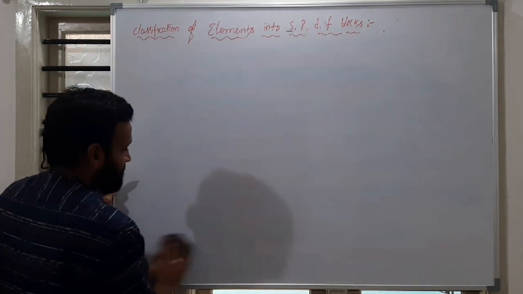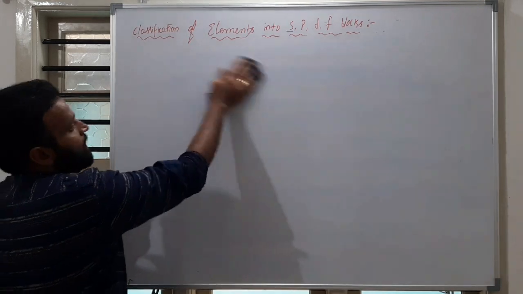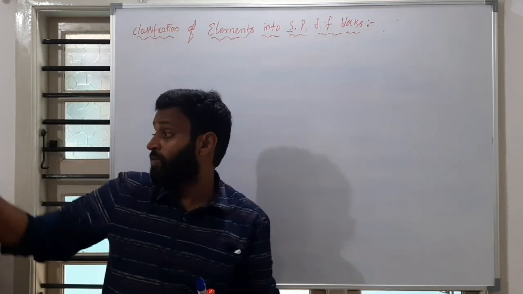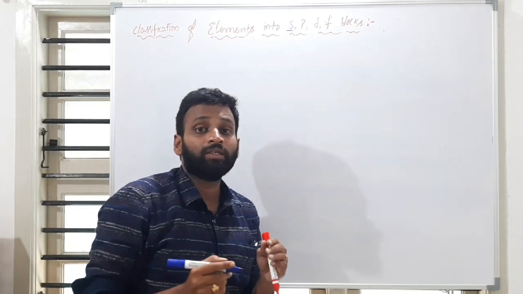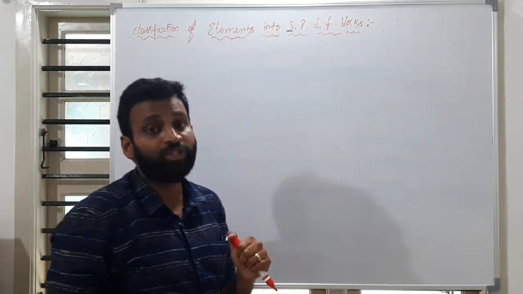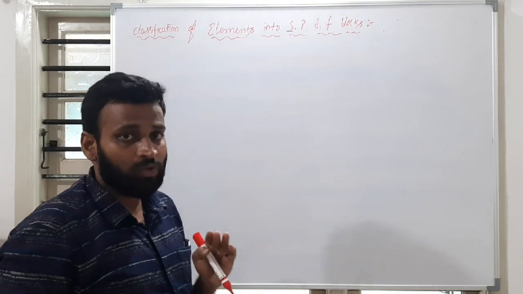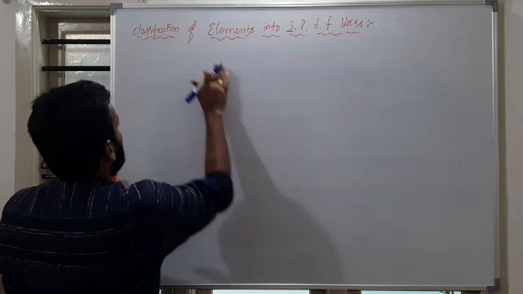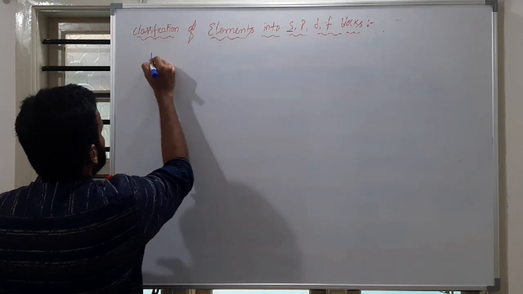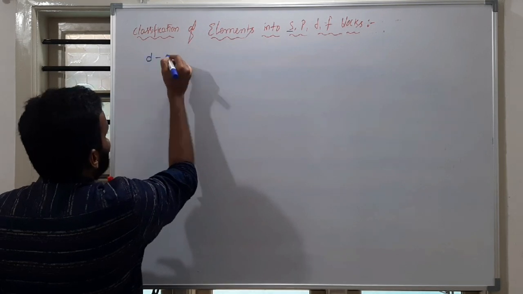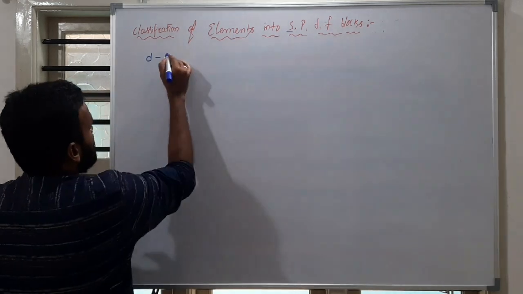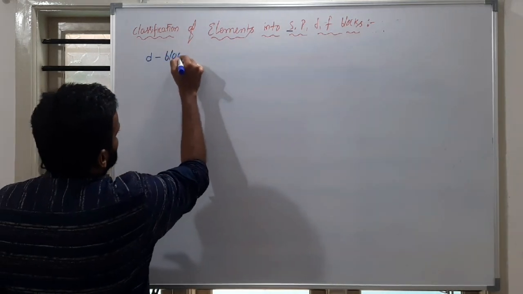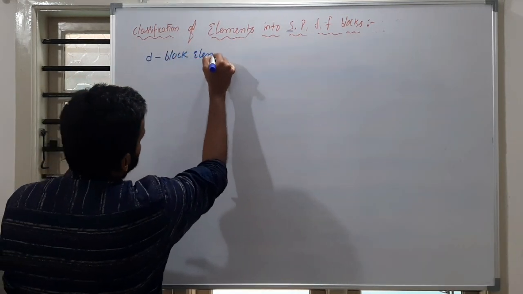In the middle you have the D block elements, 10 groups, and those are also called transition elements. Which are the transition elements? Those we will also discuss. Now let's see what the D block is. Don't write capital letters because these are subshells. Small letters: D block elements.